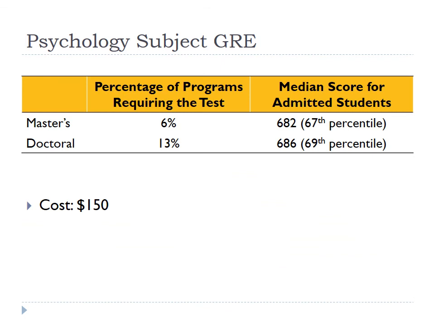In terms of percentage of programs requiring psychology subject GRE, we see that here, and then the median score for admitted students is 150.